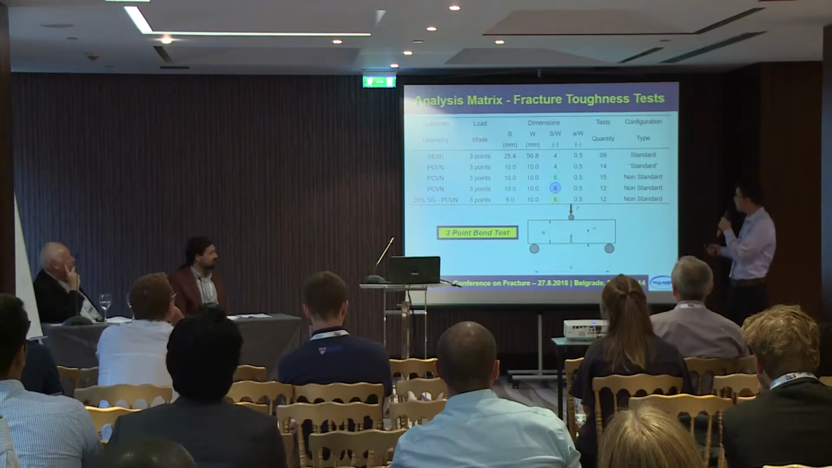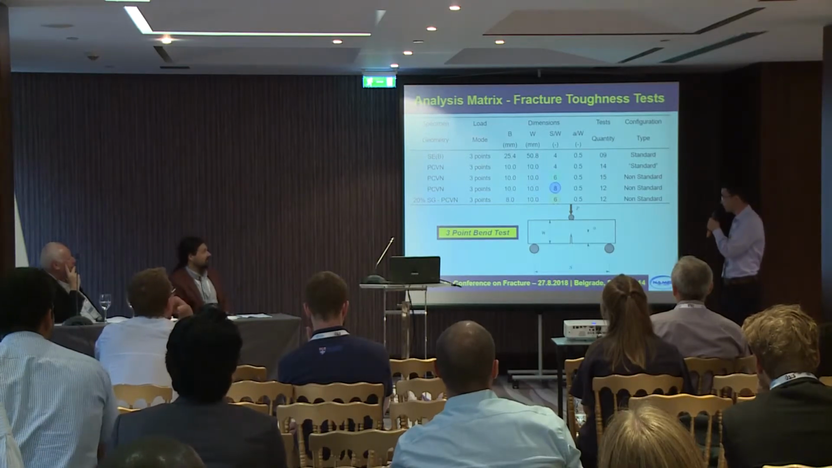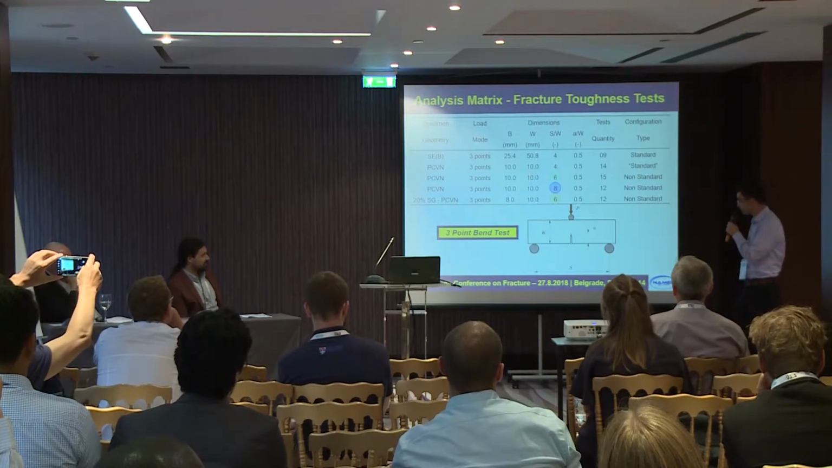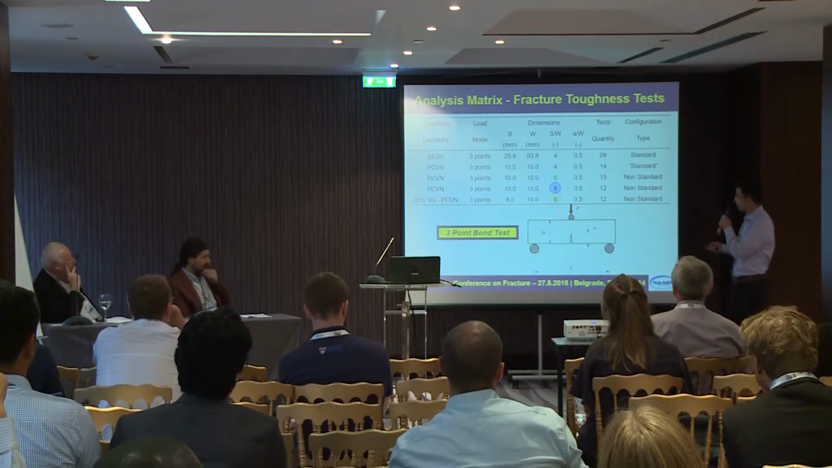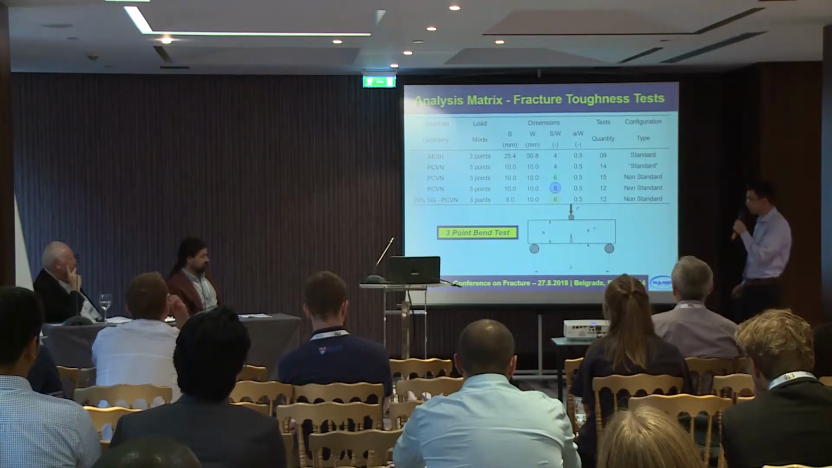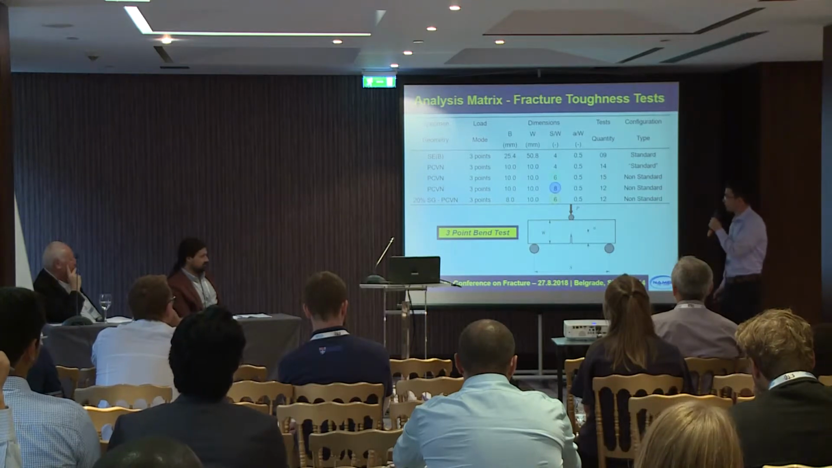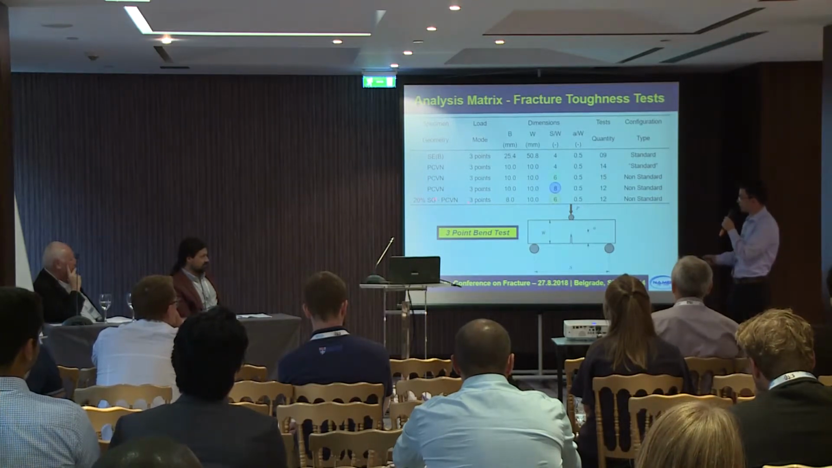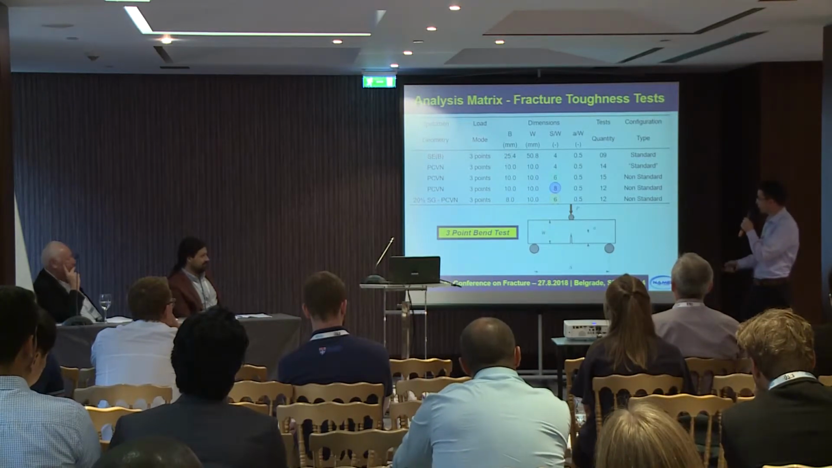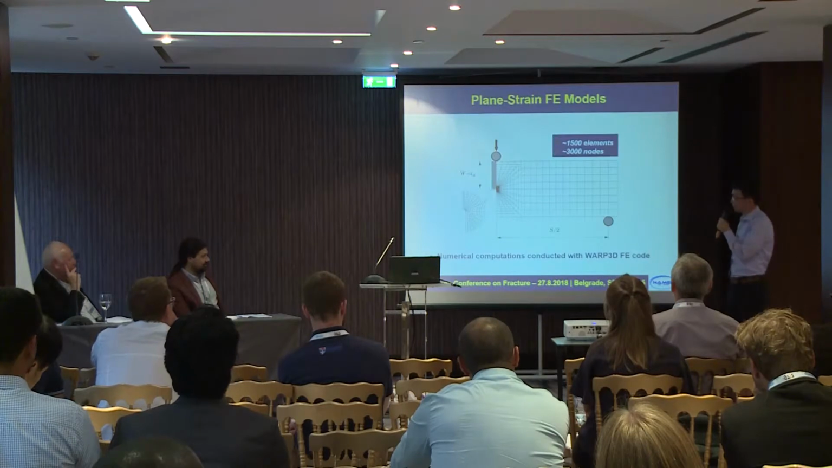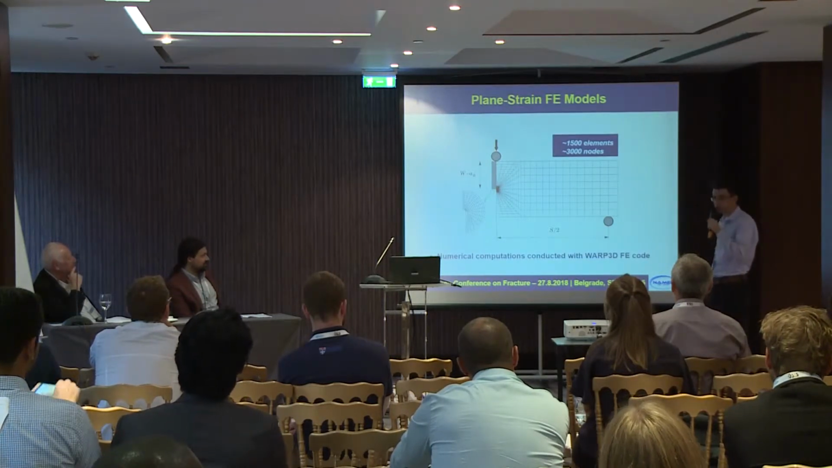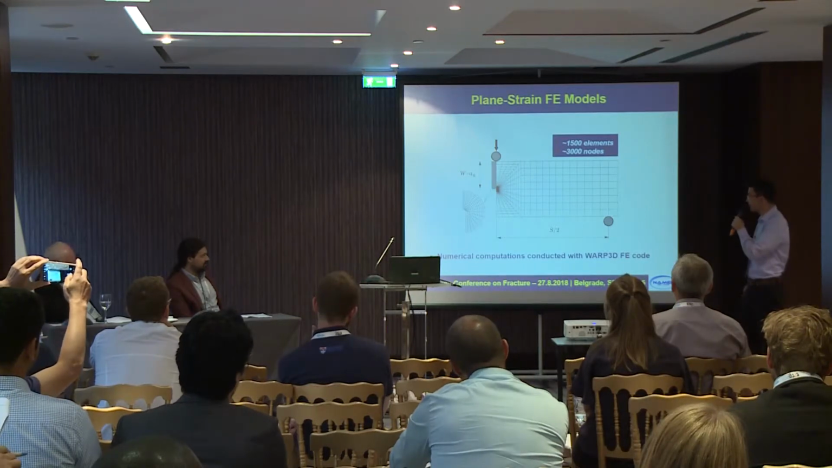Here we have the analysis matrix of fracture toughness tests. And we have done fracture toughness tests in PCVN geometries with different S/W ratios. And in order to assess the potential influence of side grooves on fracture toughness values, fracture tests were also conducted on pre-cracked sharp EV0 specimens with S/W equals to 6. And for numerical analysis, it was employed the typical finite element model constructed for plane strain analysis.